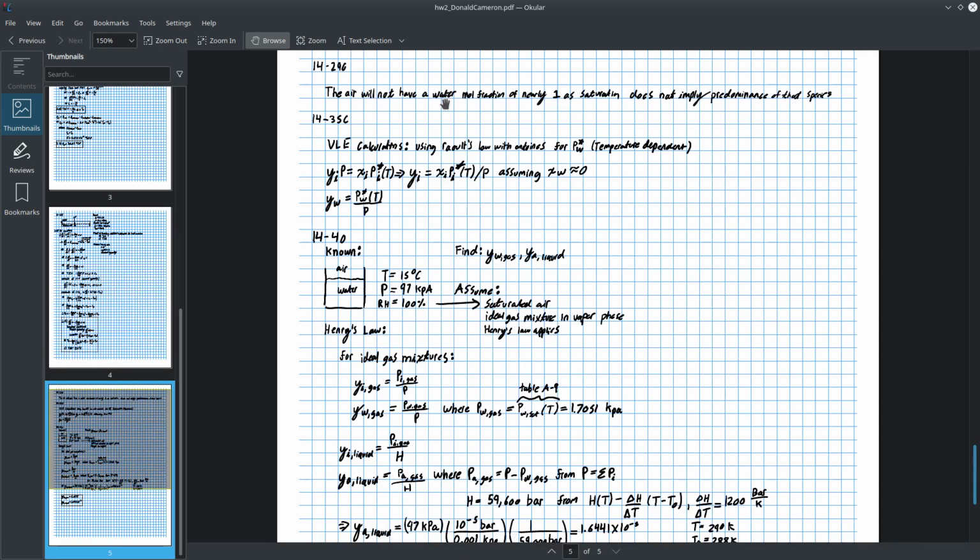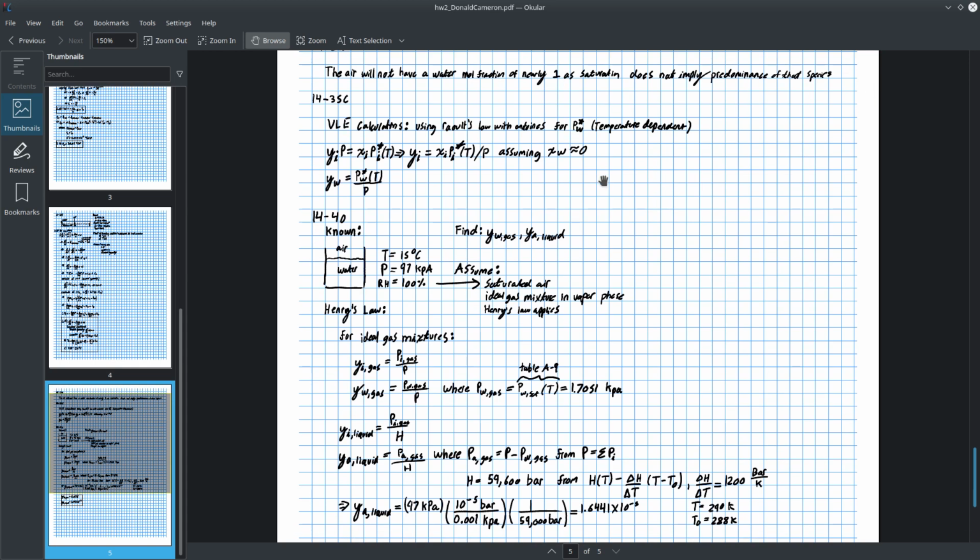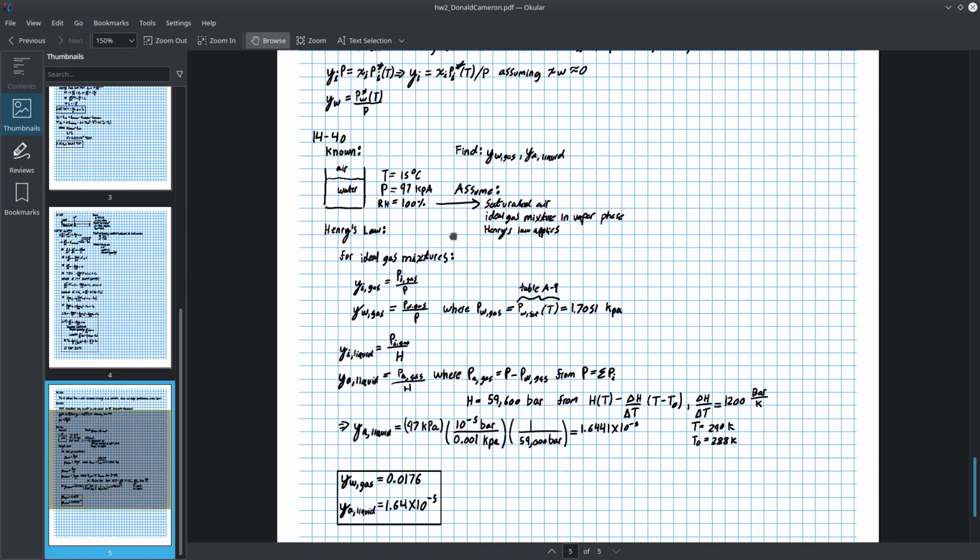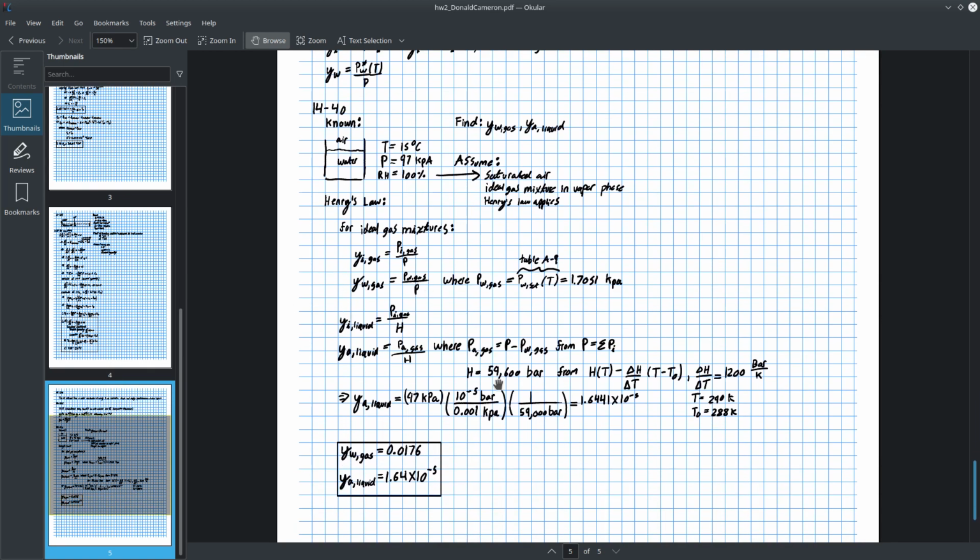Air in contact with water that is saturated is not going to have a mole fraction of merely 1, as saturation does not imply predominance of that species. We can do VLE calculations in order to find the fraction of water in the air, and then we can actually apply those for a physical scenario here and come up with actual numbers.